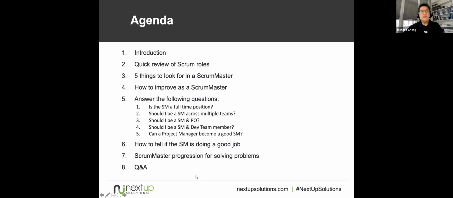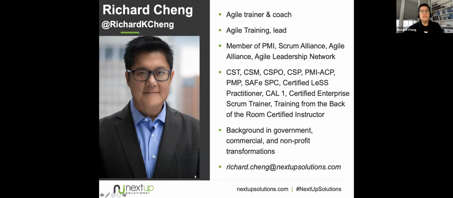Let me introduce myself very quickly. My name is Richard Chang. I'm an Agile trainer and coach by background, and I've been a Scrum Master at a ton of places as well. I'm a member of the local and national Agile, Scrum, and PMI organizations. I have a series of certifications, and a lot of my work is in commercial as well as nonprofit, association, and government work as well.